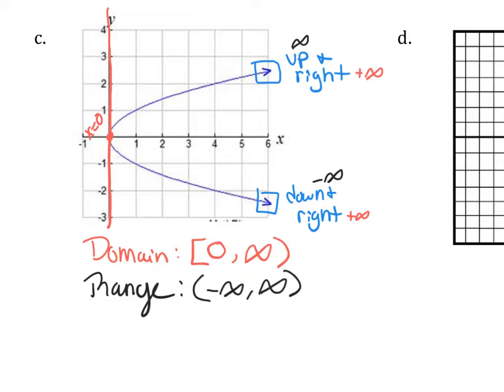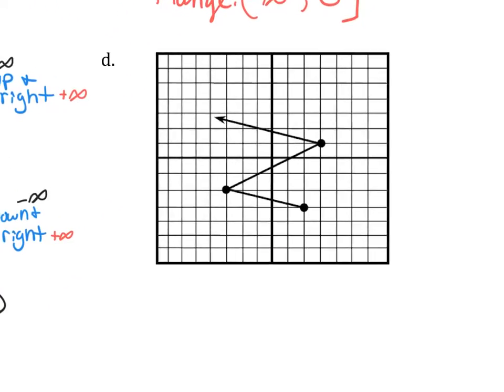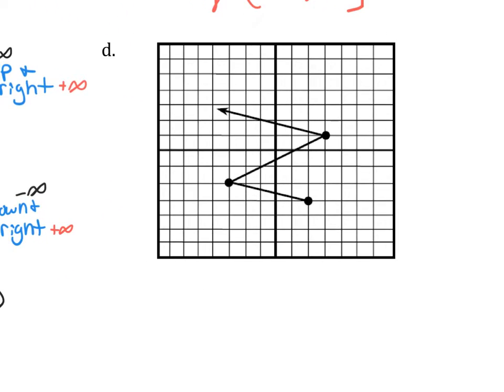Okay, do you guys have any questions on letter C? Okay, then letter D. We have one arrow here for letter D, so this arrow is going up, which would be a positive infinity, and we're going to the left, which would be a negative infinity. So again, it's just good to know.